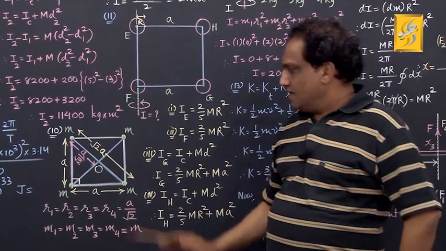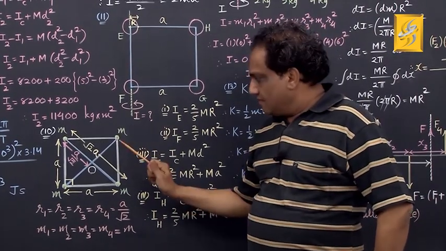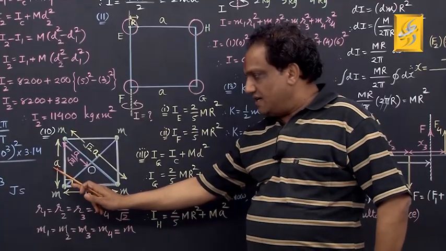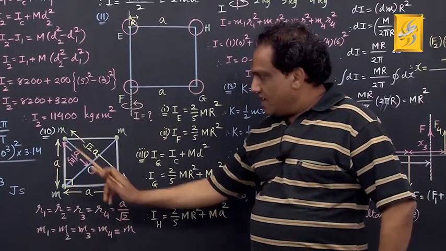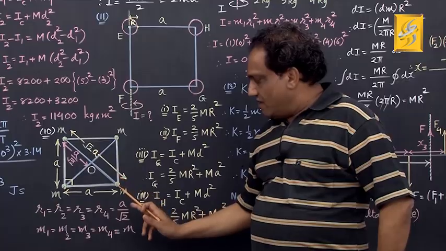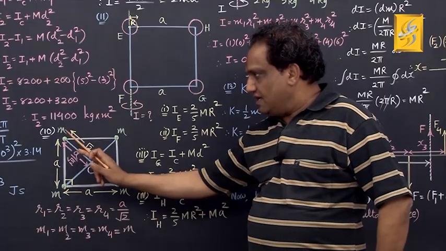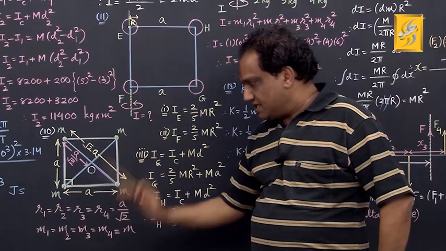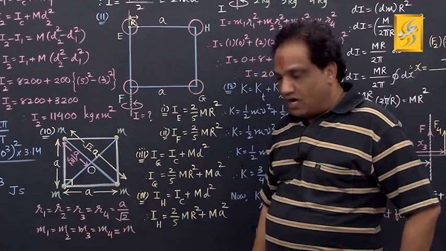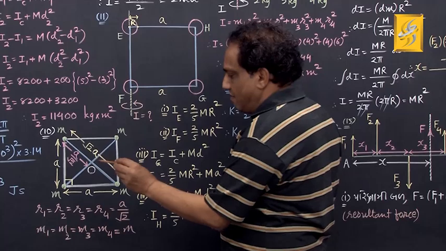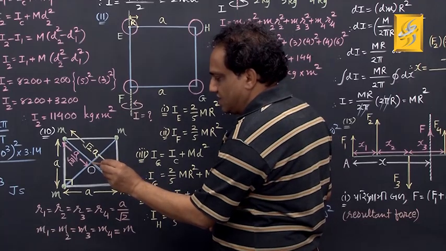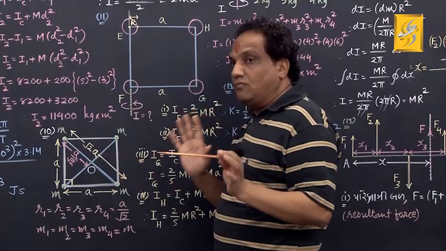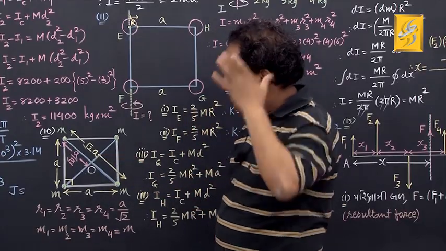Read it. What is given to us? A square having length of the side as small a, having equal point masses, each of them equal to small m, located at 4 vertices. And what does this system do now? It rotates about an axis passing through its center perpendicular to its plane, and then we are asked to find out total moment of inertia.